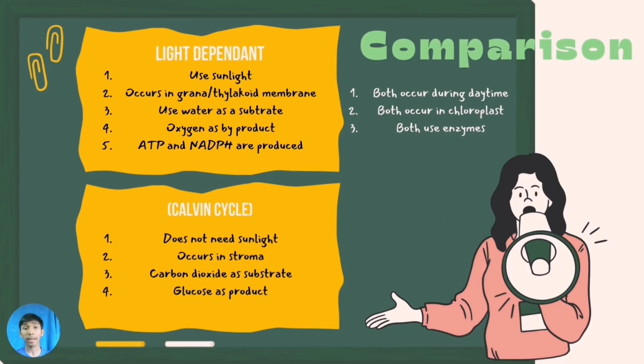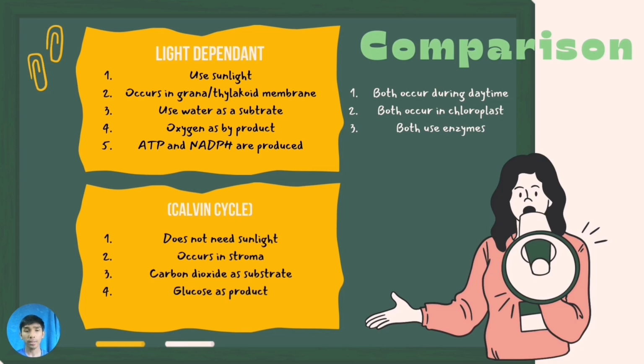After what I have shown you about the diagram of the Kelvin cycle, now I will show you the comparison between light dependent and Kelvin cycle. The first one I will talk about is the similarity. Both occur during daytime. That means the Kelvin cycle doesn't need sunlight, but it also occurs in daytime. The second one is both occur in chloroplast. And the third one is both use enzymes.